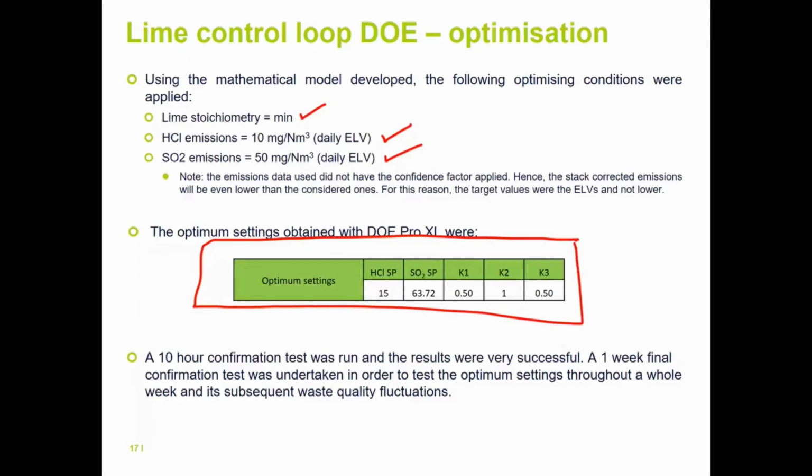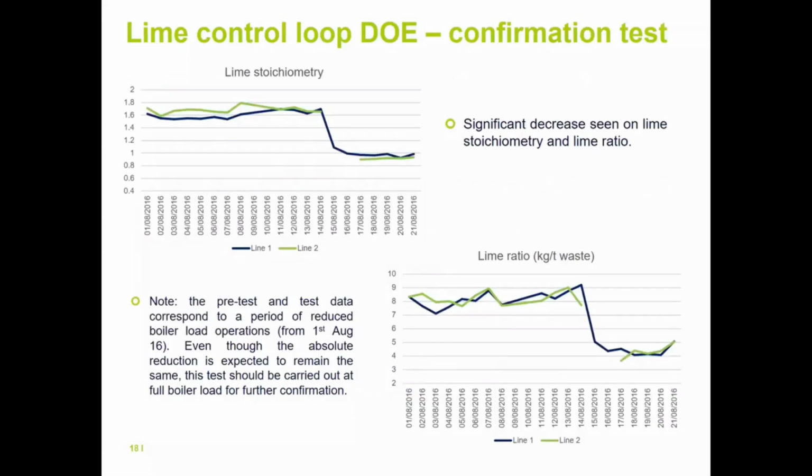15, 63.7. The K1 is locked at 0.5. That was the one we just looked at to minimize standard deviation. K2 is at 1, K3 is at 0.5. And then what did they do? They did a 10-hour confirmation test to see how the process performed. And look what they achieved. Look where the stoichiometry's gone. It's gone from up here. I mean, it was up at 0.6, look. They were wasting 60% lime. They've got this thing now sitting dead on 1.